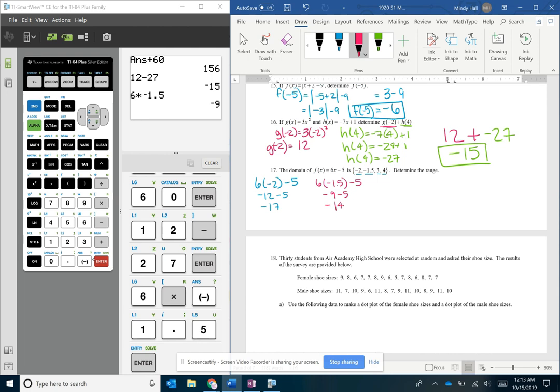And -9 minus 5 is -14. So then, with 3, we are plugging in for x. So 6 times 3 minus 5. 6 times 3 is 18, minus 5 is 13. And then last but not least, we want to plug in 4. So 6 times 4 minus 5. 6 times 4 is 24, and that minus 5 is 19. So then my range is just these numbers in list form. So the range is -17, -14, 13, 19.